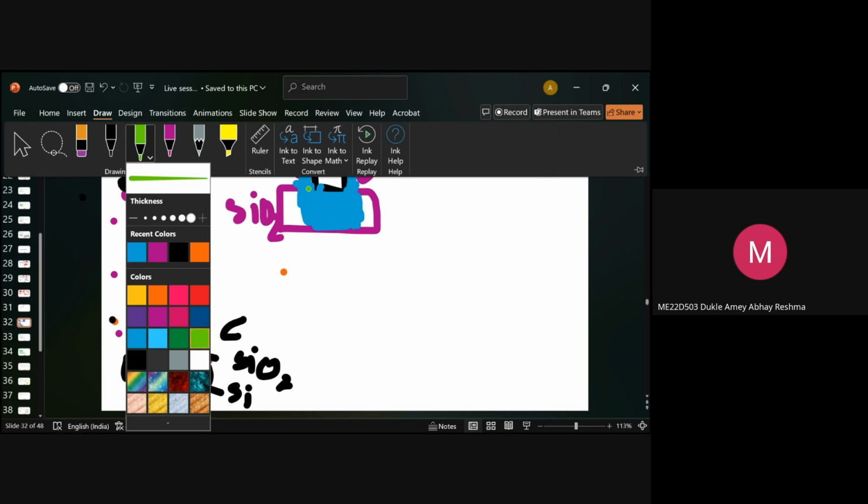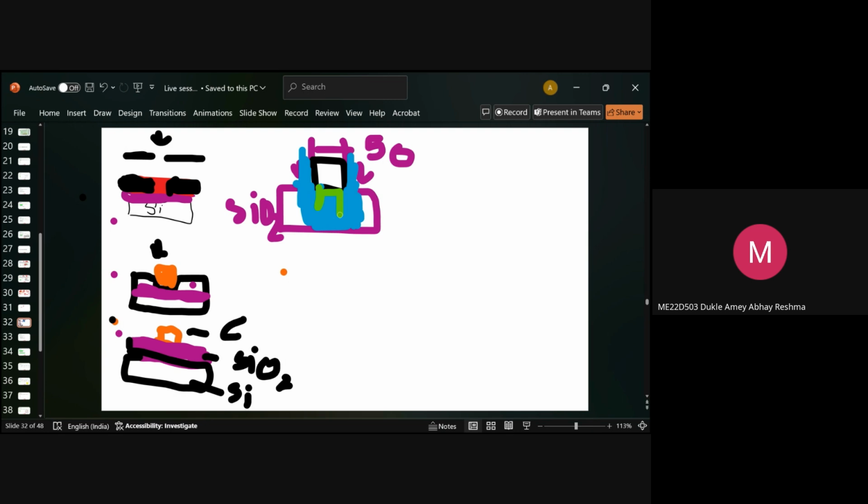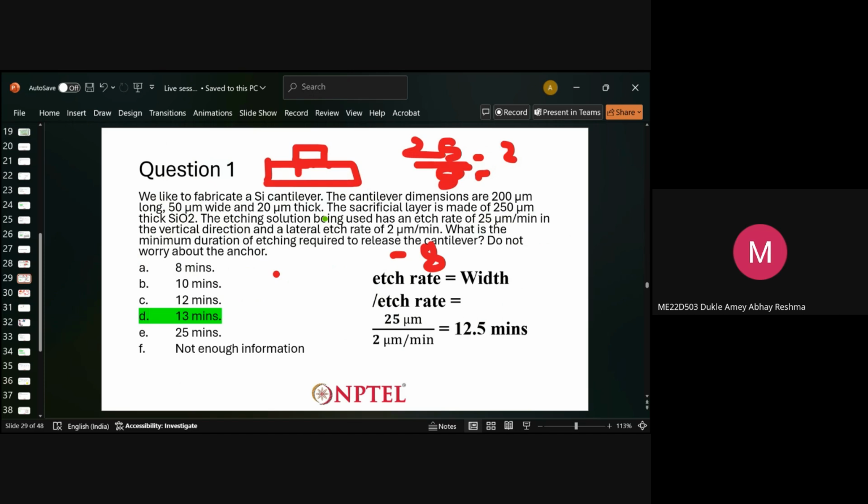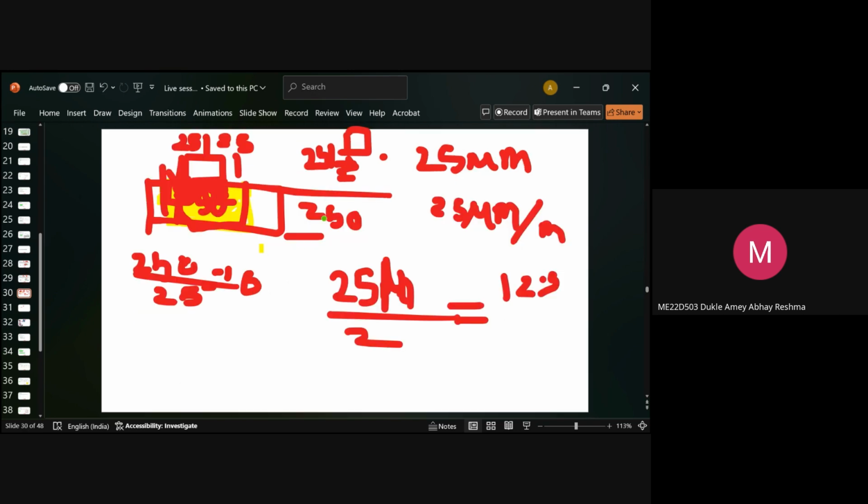In this area there will not be any vertical etching, so the only thing that will happen is the lateral etching. From this question you have already been given the lateral etching rate, so you need to find how much time you have to do the etching so that the area is etched away. So were you able to follow the question now?